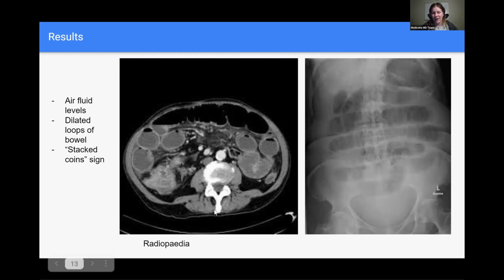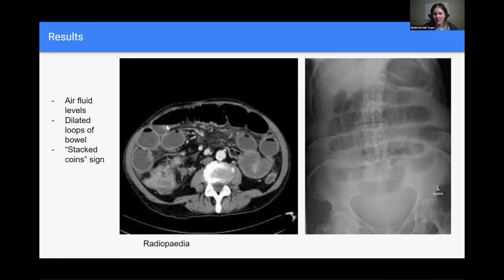So this is the spine, the vertebral body of the spine. I'm not sure exactly what level this would be. And then the rest of this is just bowel and abdominal organs. So here you can see something that's called an air fluid level. All of this black stuff here is air. And so there's a lot of air and it's pretty dilated in her bowel.